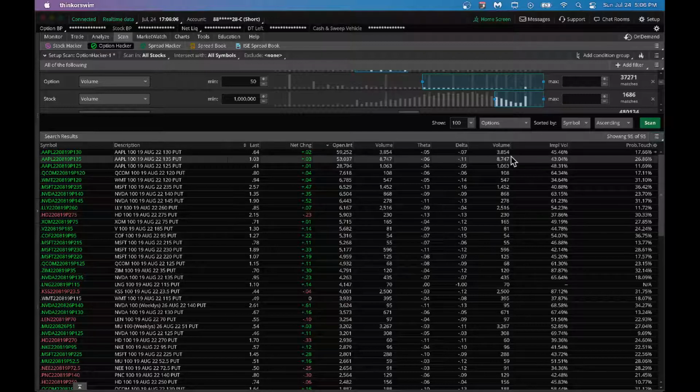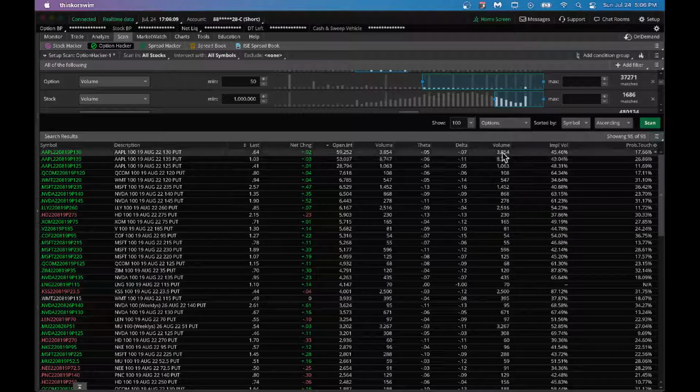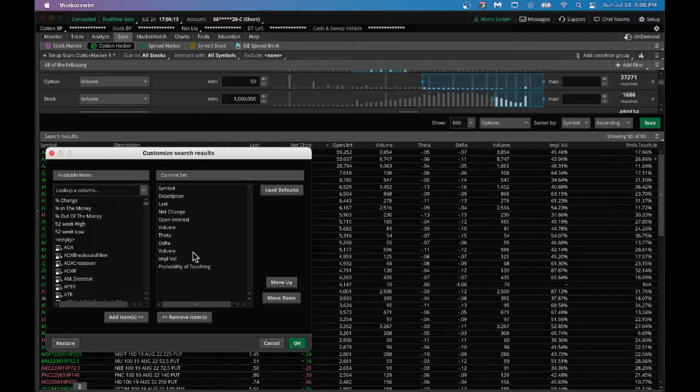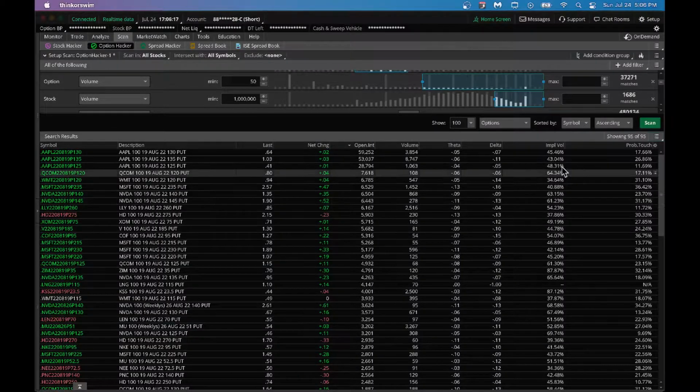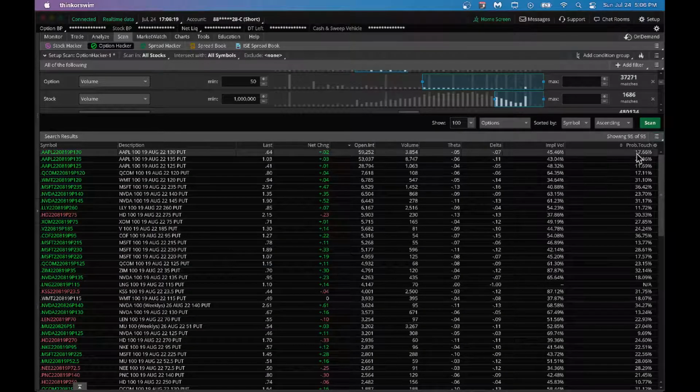And look, nice volume, as you can see here. Looks like we got volume twice. We could just go here and remove one of the volume columns. There we go. Nice implied volatility, and probability of touch is just 17%.